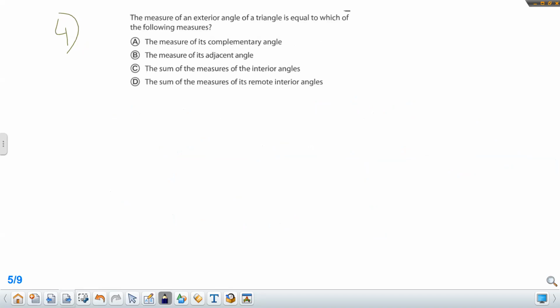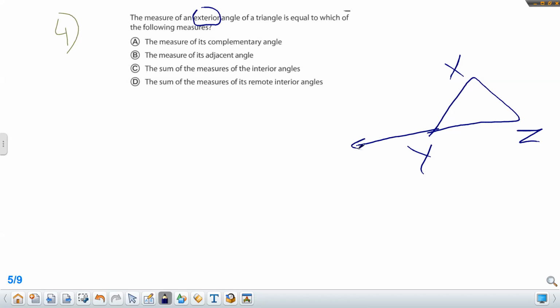Number 4. The measure of an exterior angle of a triangle is equal to which of the following measures? Measure of its complementary, measure of its adjacent, sum of measures of interior angles, sum of measures of its remote interior angles. But first, remember, what about the exterior angle? If you have a triangle like this, for example, called XYZ, and the extension of ZY is, for example, L, then we can say this angle XYL is an exterior angle of this triangle.